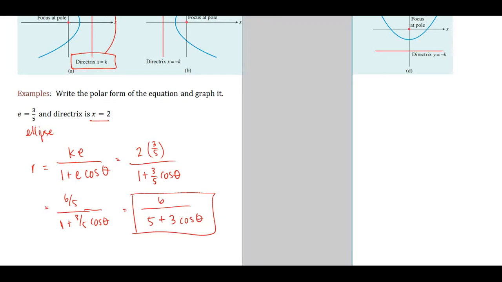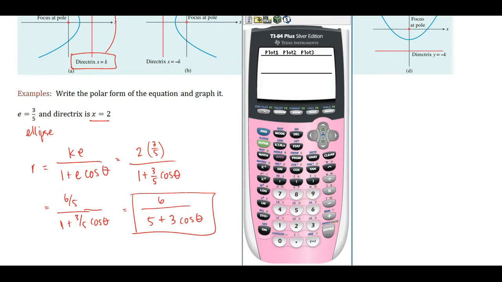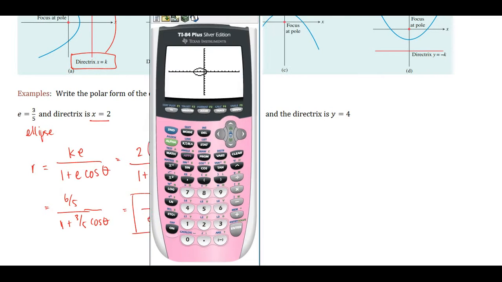of this ellipse. And just to show you that it makes sense, I have typed it into my calculator. Again, make sure your mode is in polar form. Hit y equals, and then type in the equation 6 over 5 plus 3 cosine theta. And then if I graph that, maybe I'll zoom it so you see it, and I just zoomed in earlier, and you will see the graph of the ellipse. Done. All right, let's try one more.